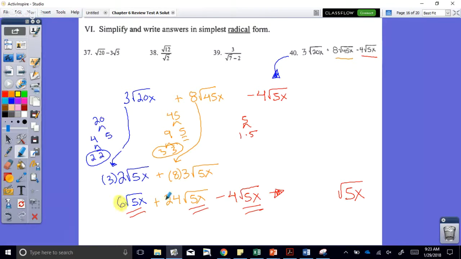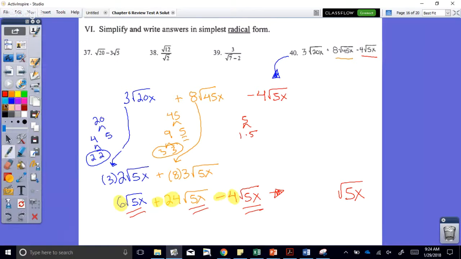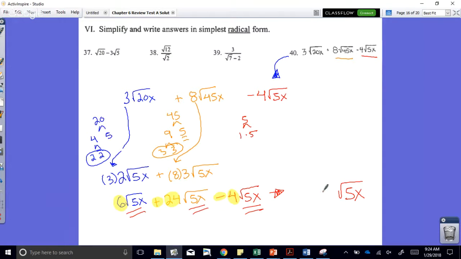So right in front we have a 6 plus 24 minus 4. 6 plus 24 is 30. And 30 minus 4 is 26. So my final answer is 26 times the square root of 5x.